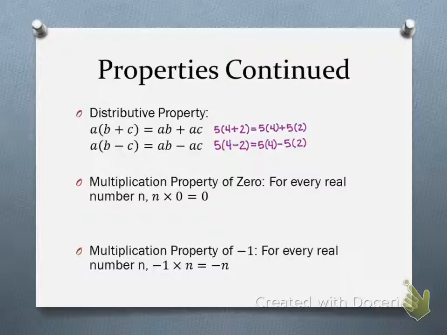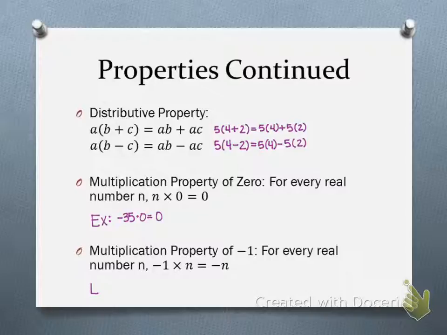Okay. Our next property is the multiplication property of 0, and it states for every real number n, n times 0 equals 0. Okay, so anytime you multiply by 0, it's always going to give you back 0. So our example, if I took negative 35 and multiplied it by 0, again, we already said anything times 0 gives us 0.